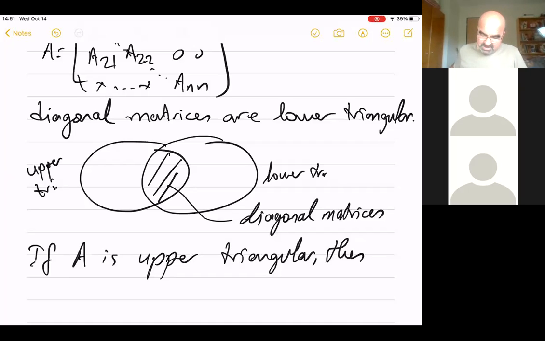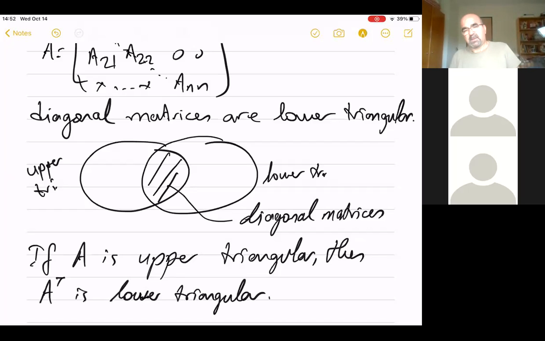If A is an upper triangular matrix, then its transpose is lower triangular. If A is lower triangular, then its transpose is upper triangular. That's also true.